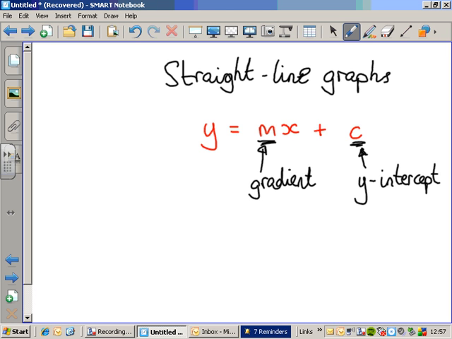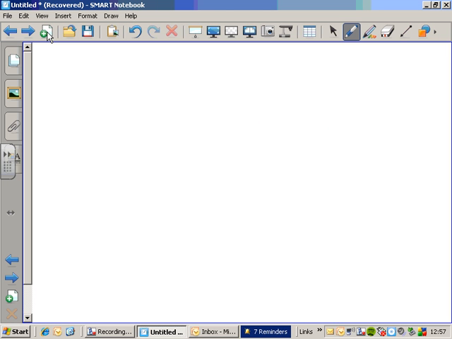Let's work through a couple of examples. First of all, a situation like this, where we are given an equation and we're asked to draw the line for that equation. So let's start with an equation y equals 2x plus 3, let's say. Okay. So y equals 2x plus 3.